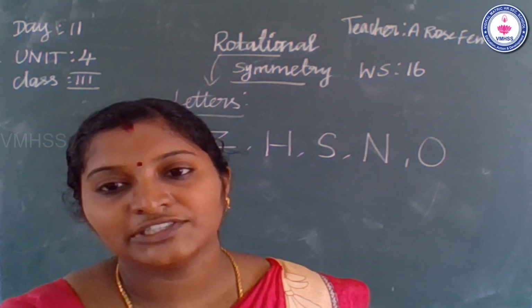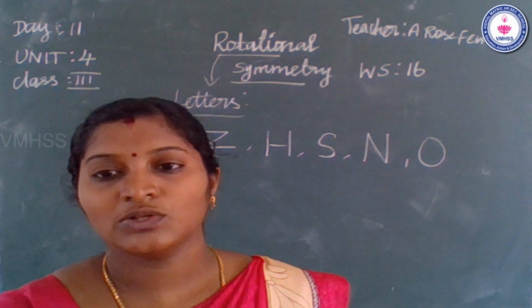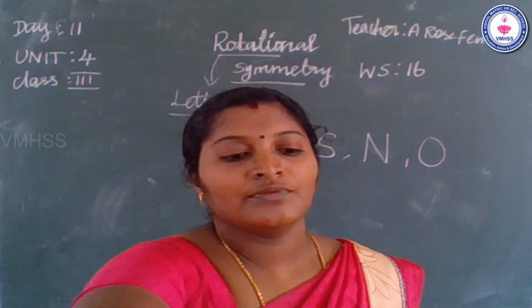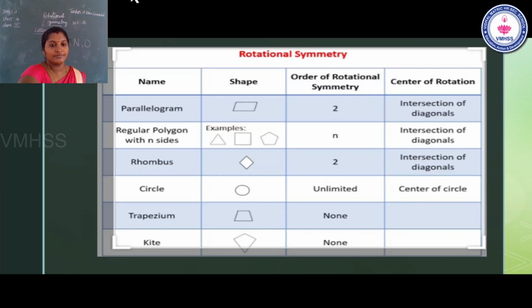So, rotational symmetry, you already know some shapes also have rotational symmetry. Okay, so first one is parallelogram. Okay, so for example, rhombus. So, order of rotational symmetry, what is that? So, 2. Okay, so it is the intersection of the diagonals. Intersection of the diagonals. Okay, ma?